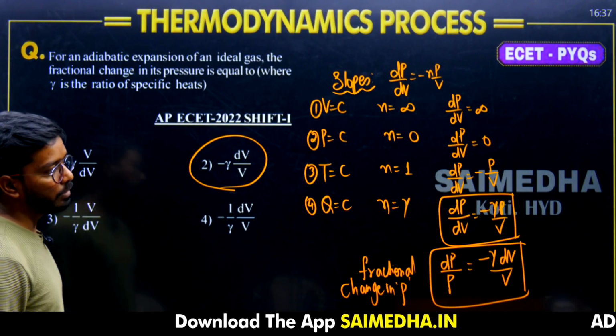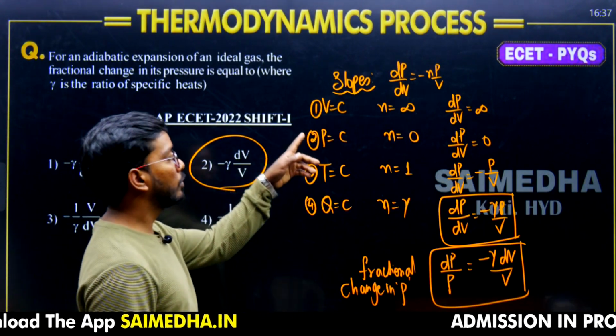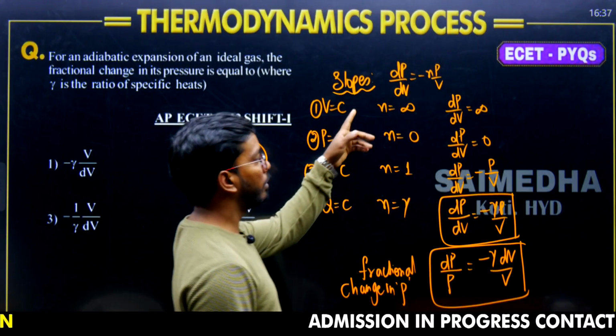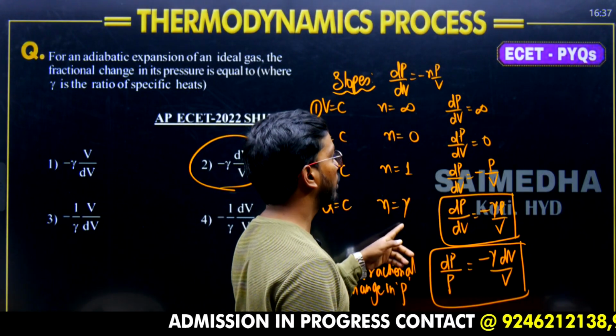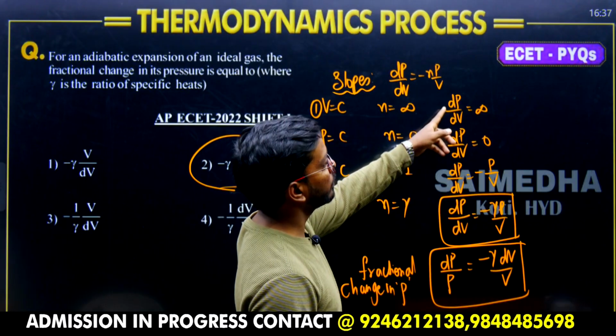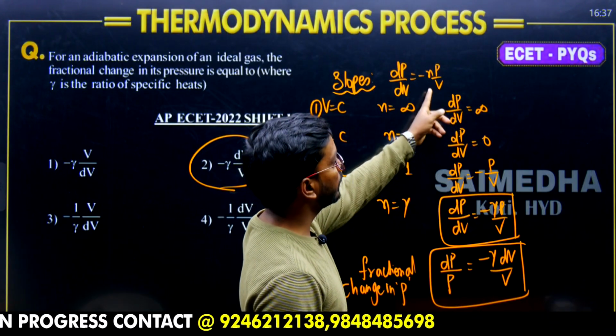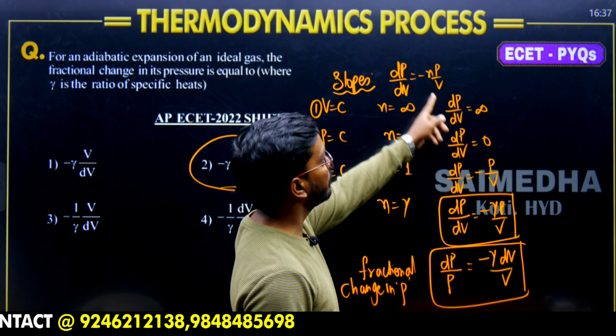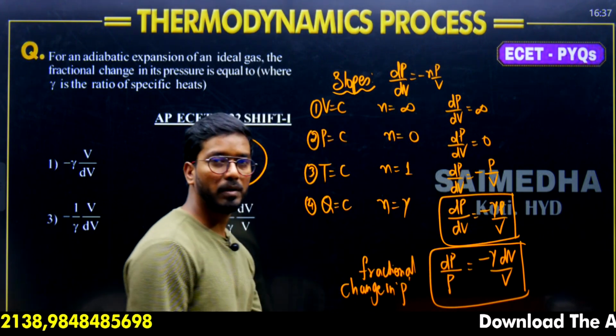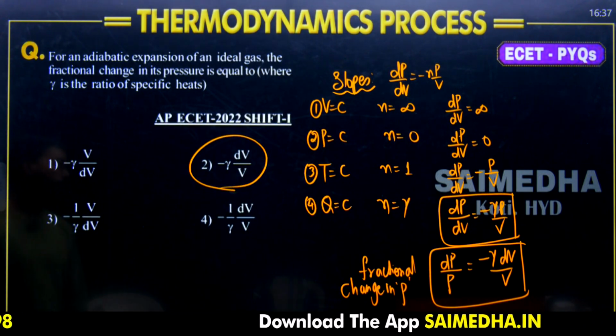All the slopes I have given at one place: constant volume, constant pressure, constant temperature, heat constant. The n value is also given: infinity, 0, 1, gamma. The general slope formula is minus n P by V. For n is infinity, the slope is infinity; n is 0, it is 0; n is 1, it is minus P by V; n is gamma, it is minus gamma P by V. That is your answer. Okay.